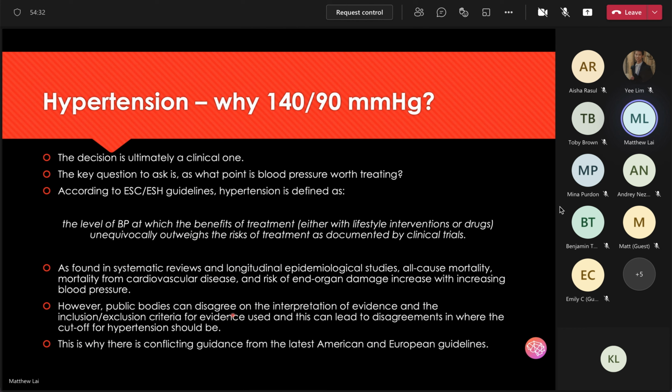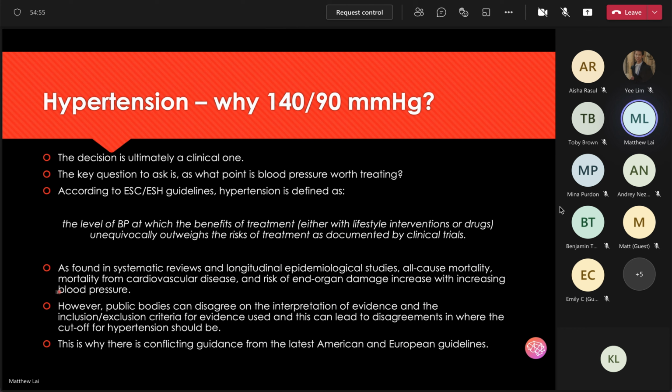So as we know from systematic reviews and longitudinal epidemiological studies, all-cause mortality, mortality from cardiovascular disease, and risk of end organ damage increase with increasing blood pressure. These bottom 2 points are a little bit of extension. They might count towards a perceptive one or something.